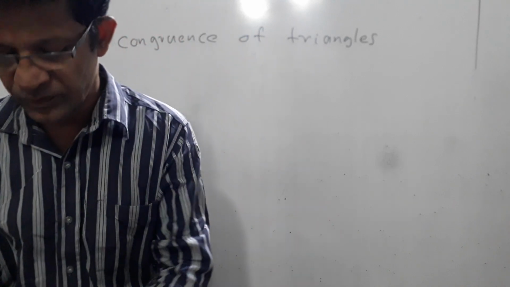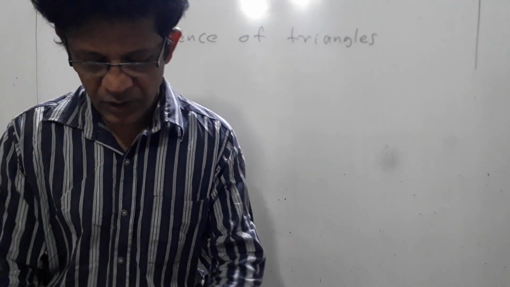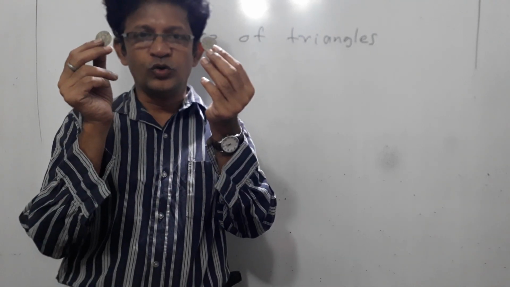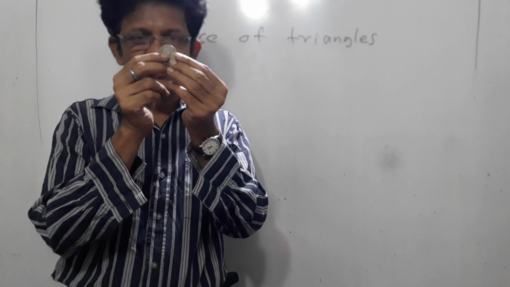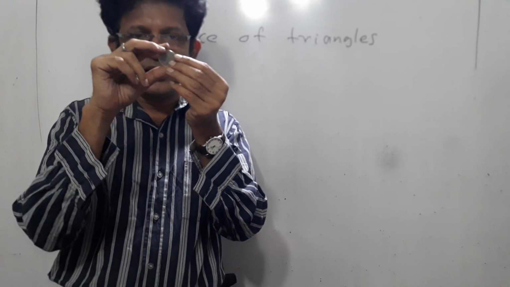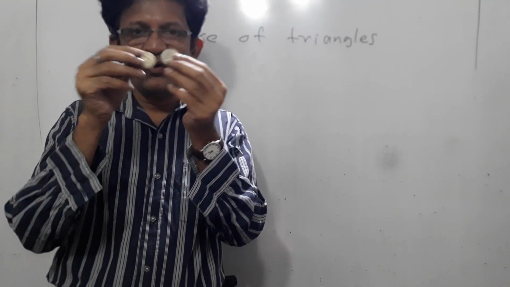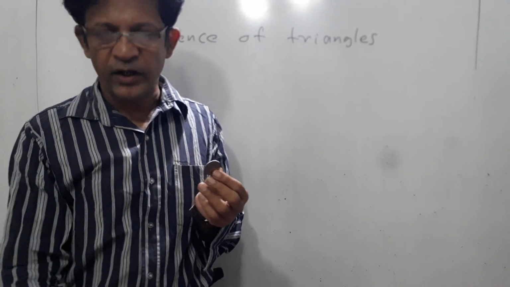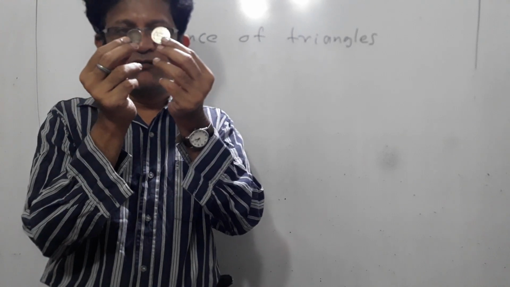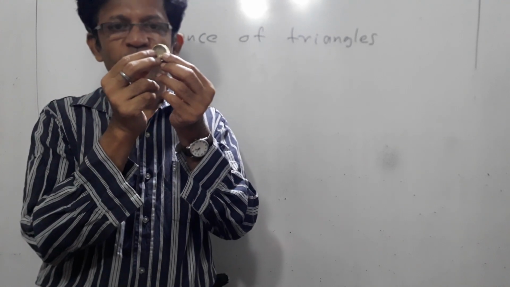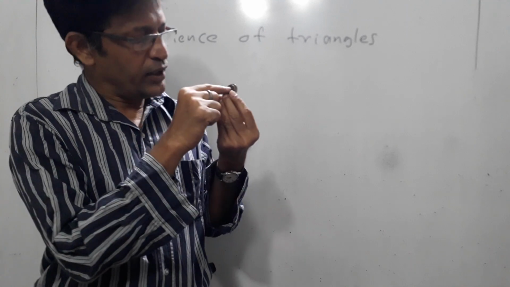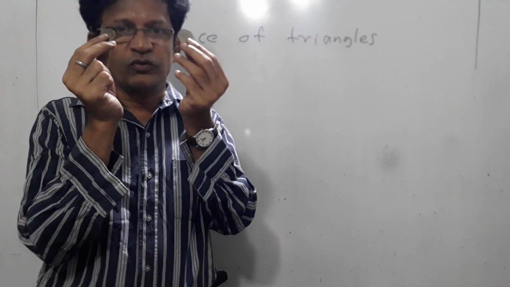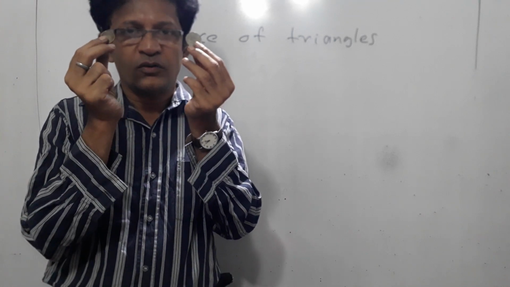Now if I take another example, a 2 rupee coin and another 2 rupee coin, you can keep one on top of the other. So it is 100% overlapping. Therefore, these two are congruent figures. But if I take a 5 rupee coin and a 2 rupee coin and keep one on top of the other, it is not full covering. Therefore, these two coins are not congruent figures.